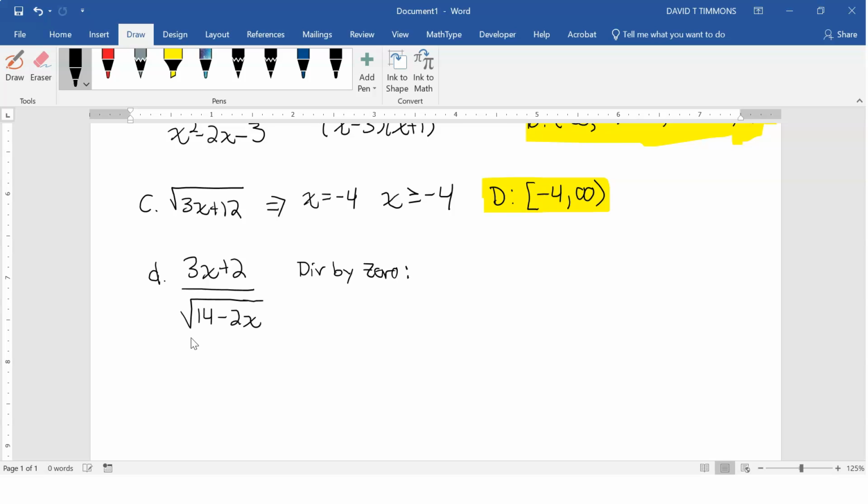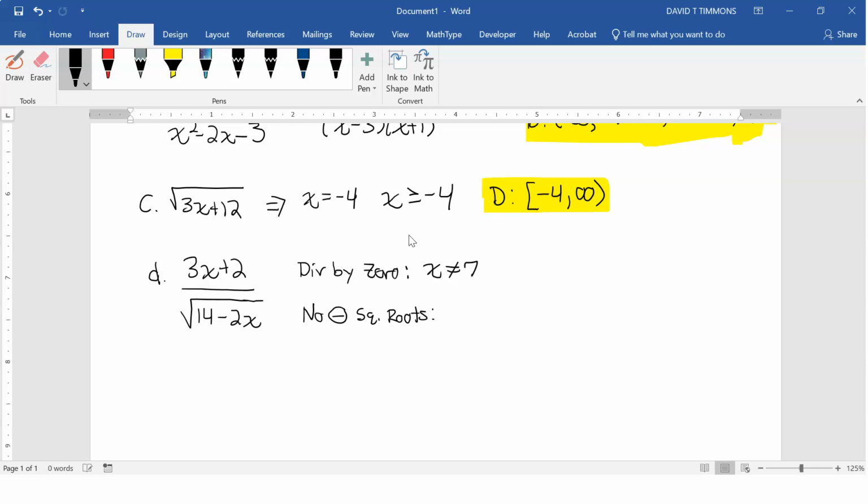if we think about that concern, well, x cannot equal 7, correct? If we substitute 7 into the denominator here, well, we'll get 14 minus 14, the square root of 0. That would be fine for the square root, but would cause division by 0. So x cannot equal 7, and we also cannot have any negative square roots.